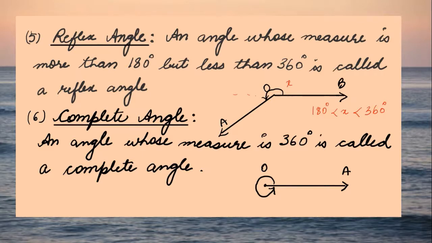Now after this come to complete angle. An angle whose measure is 360 degree is called a complete angle. That means this x is total, this x is your 360 degree. Or you can write like this, x is 360 degree.